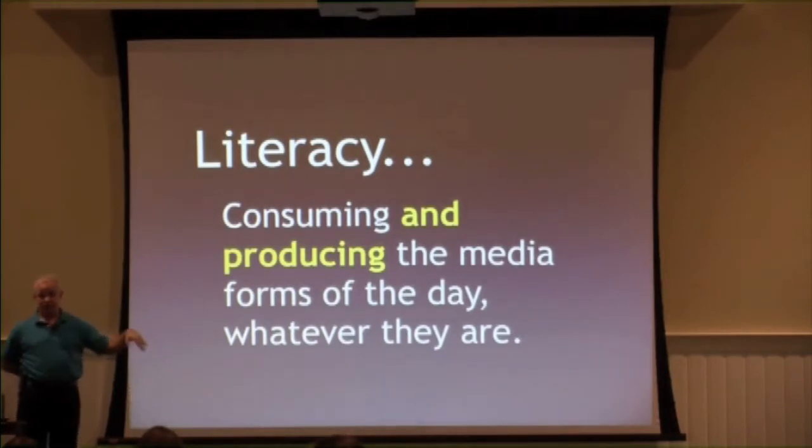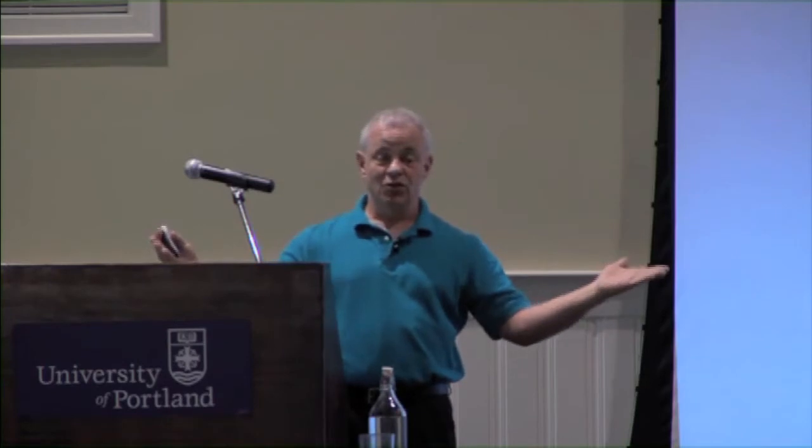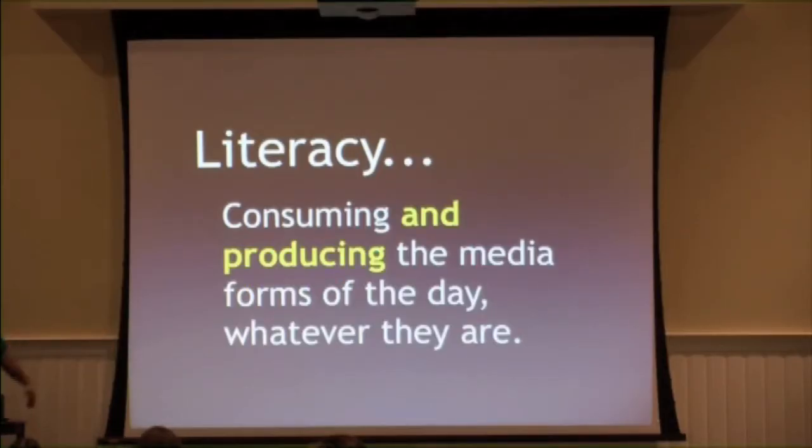I mean, one way to look at it is, the derivation of the word literacy does come from the same root as letter, and it used to be just facility with letters. But it really meant consuming and producing the media forms of the day, whatever they are. It just so happens that the media forms today are the same ones that we consume.